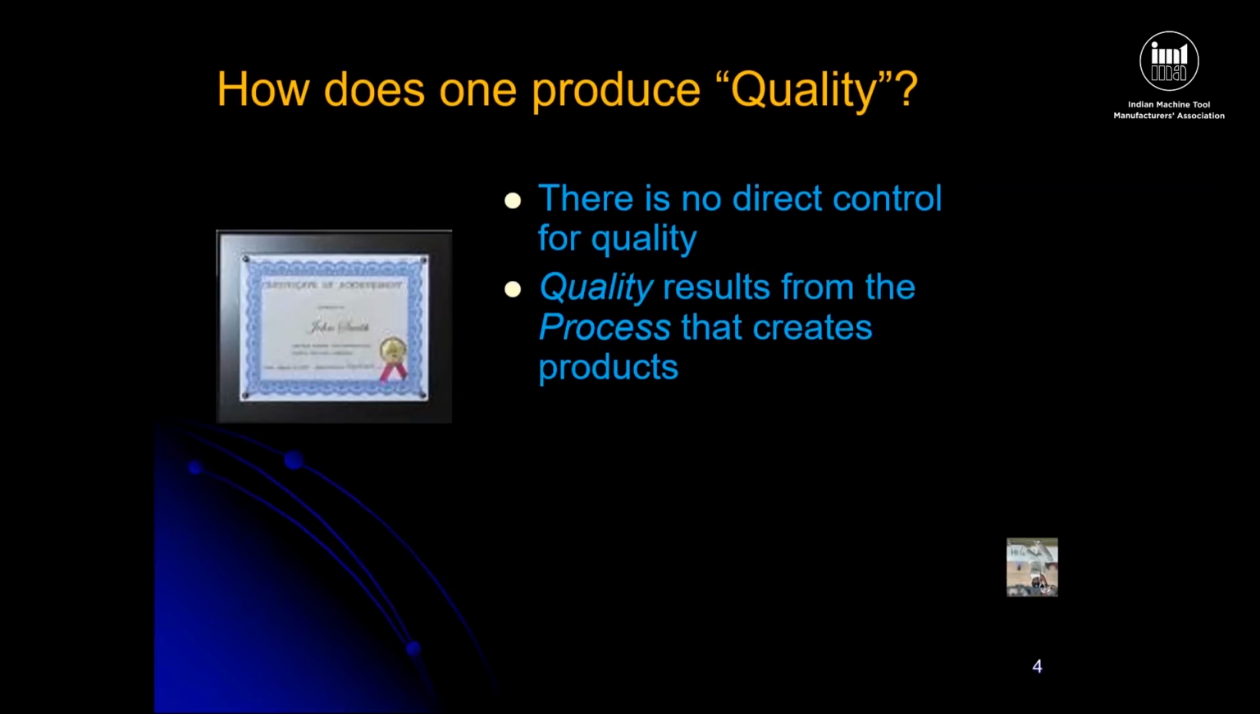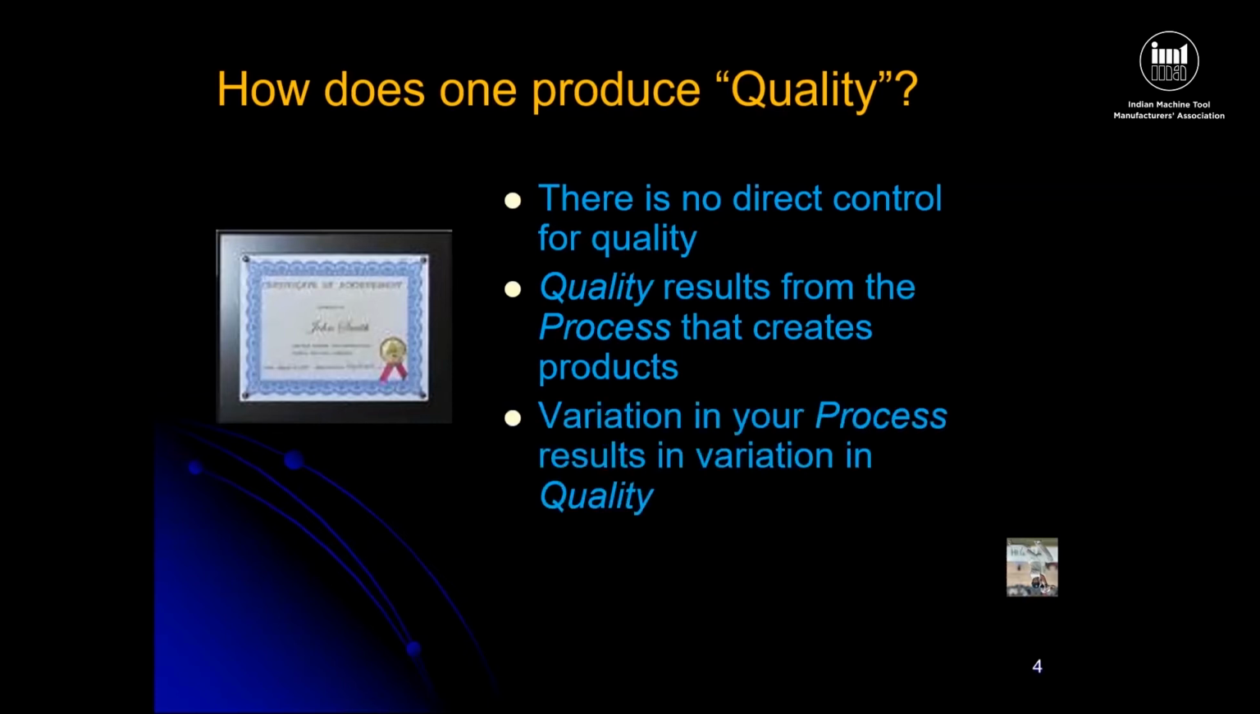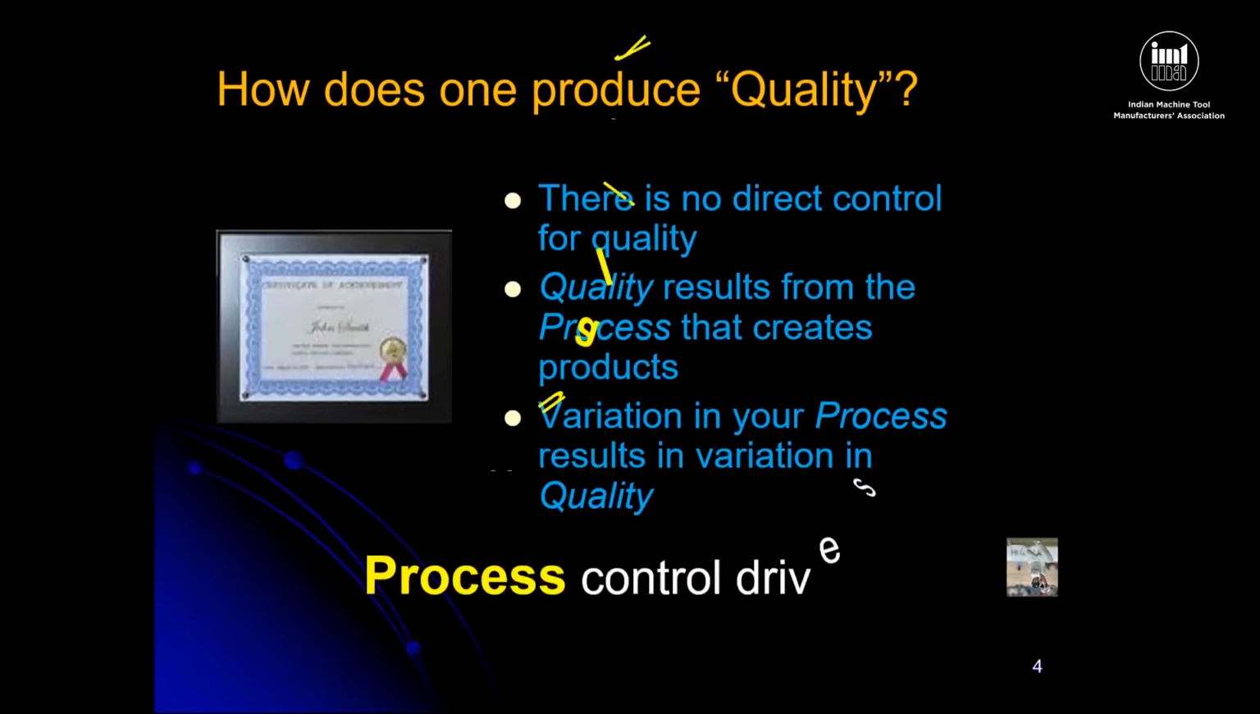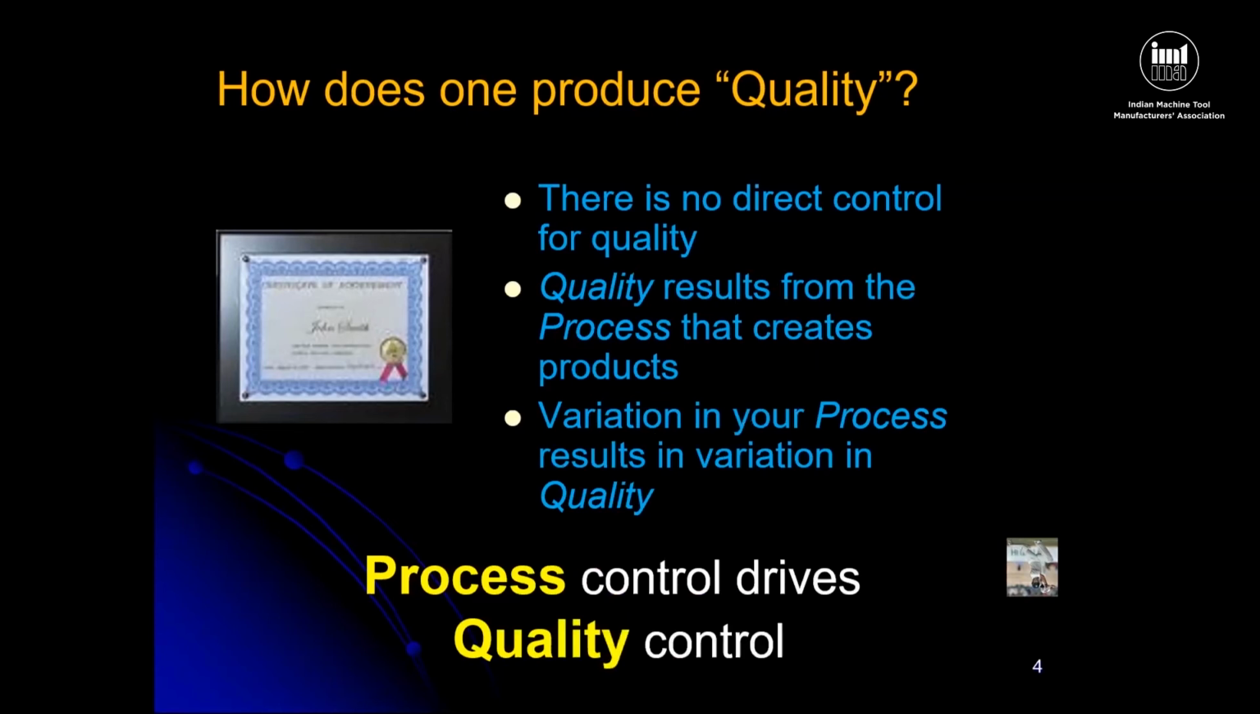Quality is not an end product in itself. And the variations in the process result in variation in quality. So if you want to really look at your quality, you really need to look at your process. So process control is what drives quality control. So this is the main thing that we need to remember.